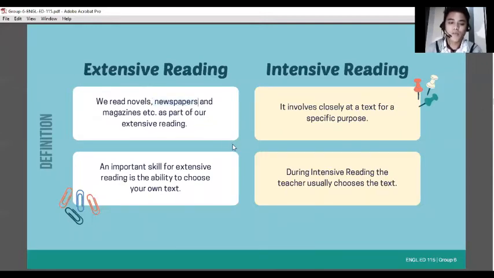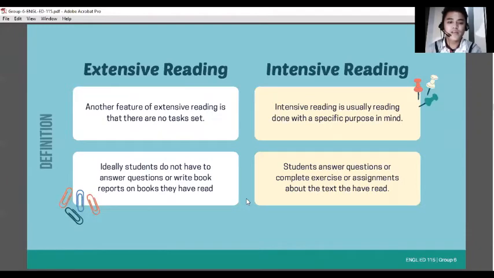An important skill for extensive reading is the ability to choose your own texts. Intensive reading involves looking closely at the text for a specific purpose. So we are checking information or understanding the text word per word and the moral of the story. During intensive reading, the teacher usually chooses the text, unlike with extensive reading, where we are the ones who choose the text.